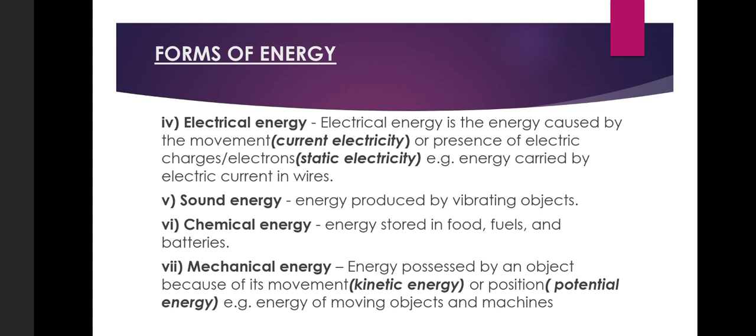Finally, the last type of energy is the energy that we are calling mechanical energy. Mechanical energy is the energy possessed by an object because of its movement or position. If the energy is being possessed by an object because of the movement, then that particular type of energy, we call it kinetic energy. But if the energy is possessed by a body as a result of its position and not movement, then that particular type of mechanical energy, we normally call it potential energy.